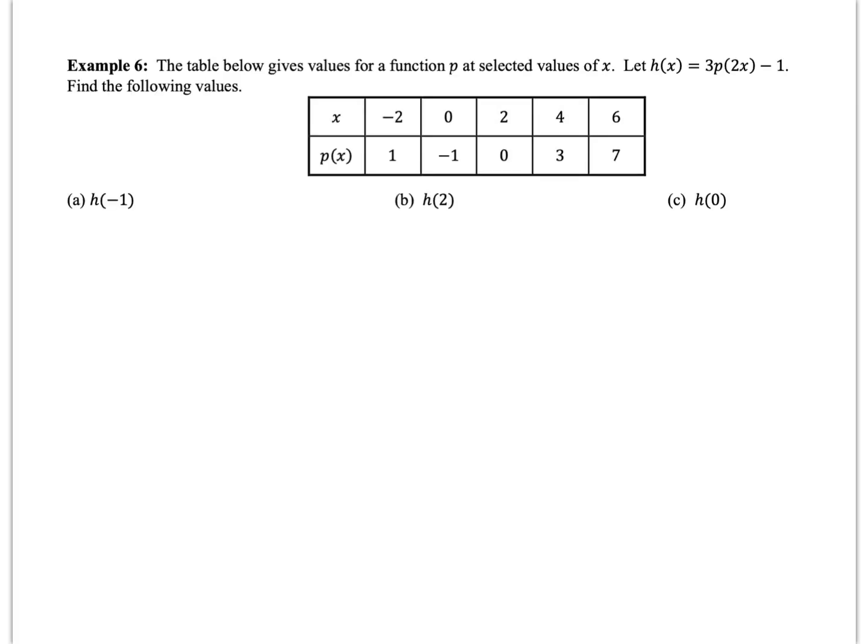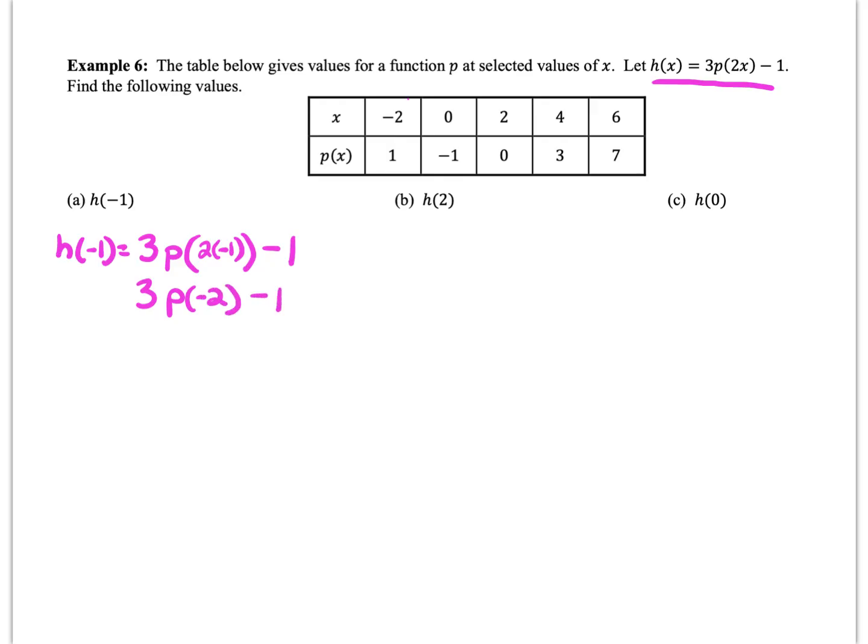This one gives us a table of values for a function p at selected values of x. And we have h of x, which is a transformation of the function p. You can see h of x equals 3 times p of 2x minus 1. And we want to find the following values. Find h of negative 1. Well, h of negative 1, if we go to our equation here, is going to be 3p of 2 times negative 1, and then subtract 1. So that's 3 times p of negative 2, subtract 1.